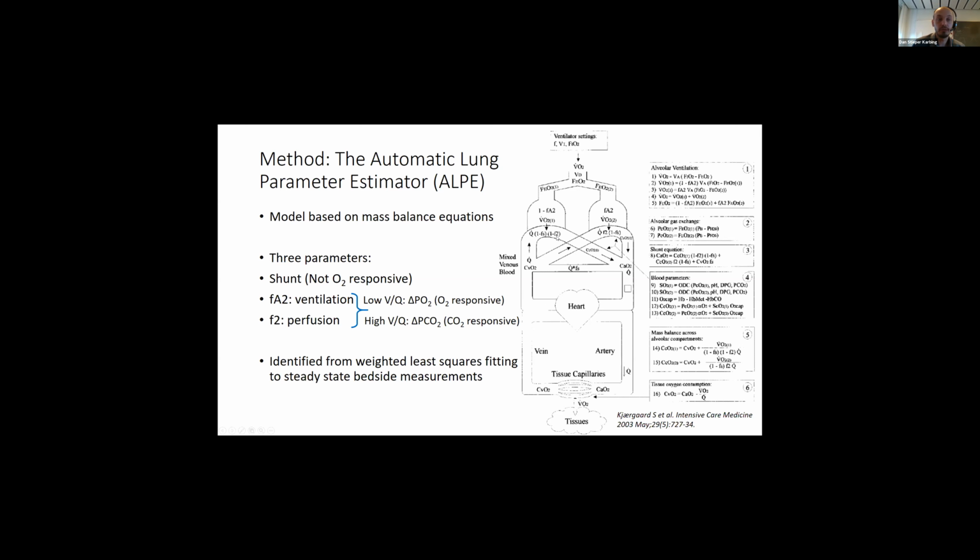index of low VQ mismatch, ventilation perfusion mismatch, called the delta PO2, which is oxygen responsive, and we can calculate the degree of high ventilation perfusion mismatch, delta PCO2, which is CO2 responsive. We identify these three parameters from weighted least square fitting to steady state bedside measurements that I'll show you here in the next slide.